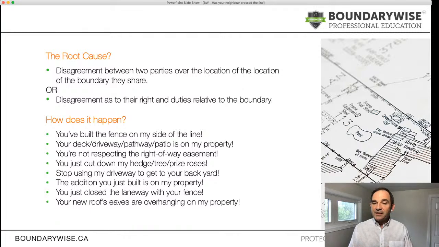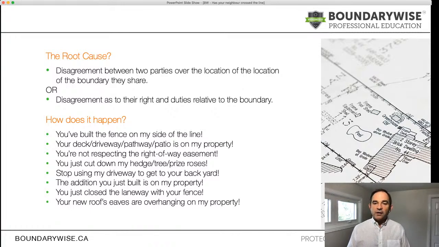My neighbor's not respecting the right of way, the easement. My neighbor just cut down my prize roses on my hedge or my tree. Now, those of you who were with us last week will know that trees are slightly different. There's a different complexion to those, as the municipality and the province get involved. But a lot of issues around trees.